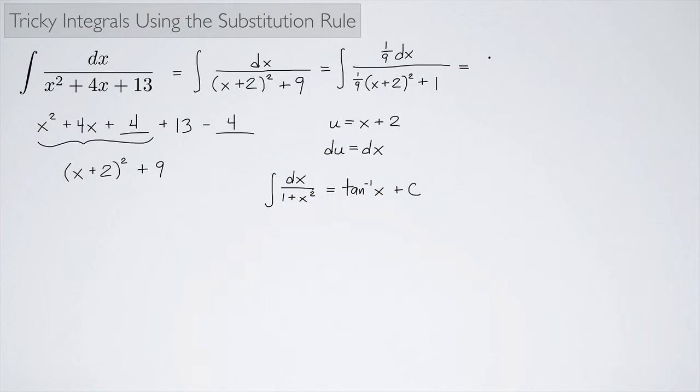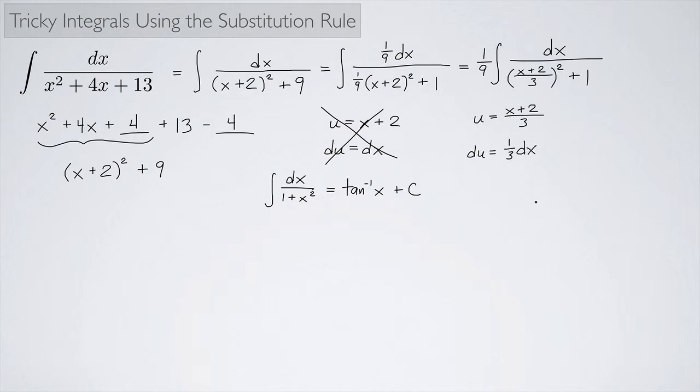And this 1/9 up top can come outside, so it's a 1/9 outside the integral of, and this is really x plus 2 over 3 all squared, plus 1, and then I have dx. So I can see that maybe instead of letting u be x plus 2, a better choice would be to let u be x plus 2 over 3. And so now du is 1/3 dx. Great. Now this is going to look like I want it to look.